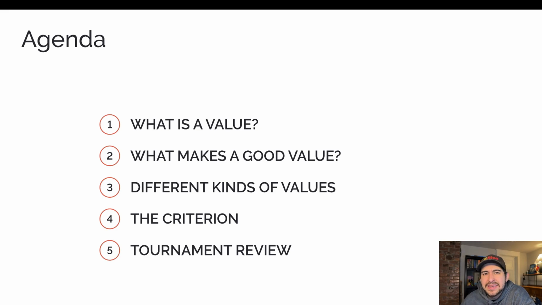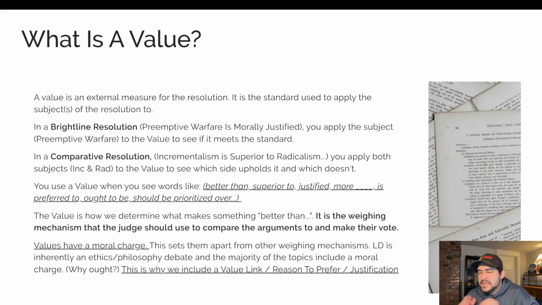What exactly is a value? Simply put, a value is an external measure for the resolution. It's the standard that we use to apply the subjects of the resolution to. Now, what do I mean by subjects? Well, there are two different types of values resolutions, right? Two different types of LD resolutions.